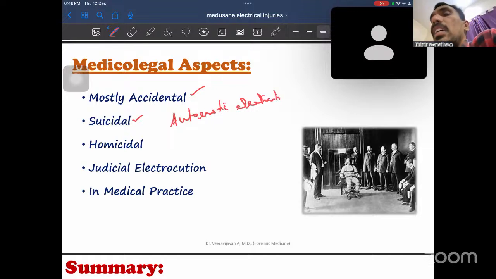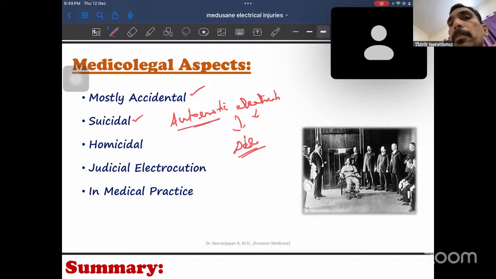Autoerotic electrocution is a type of paraphilia where individuals get sexual pleasure with the passage of minimal voltage, low voltage electric current. They usually get a wire and pass that low voltage current either through the genitalia or sometimes the breast. That numbness and tingling produces a sense of gratification. During that process, they may accidentally die.